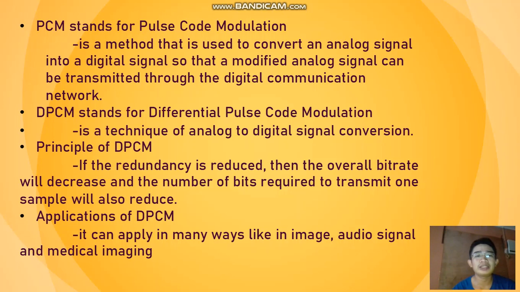Summary. What does PCM stand for? Pulse code modulation is a method that is used to convert an analog signal into a digital signal so that a modified analog signal can be transmitted through the digital communication network. DPCM stands for differential pulse code modulation, a technique of analog to digital signal conversion. Principle of DPCM: if the redundancy is reduced, then the overall bit rate will decrease as the number of bits required to transmit one sample will also reduce. Application of DPCM: it can be applied in many ways like in image, audio signal, and medical imaging.